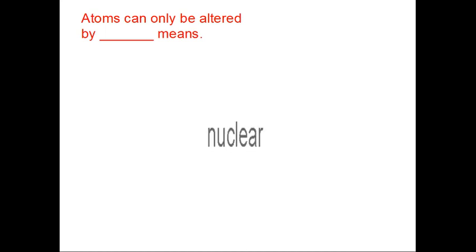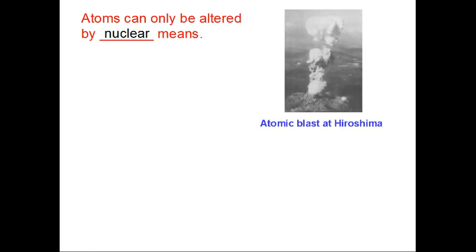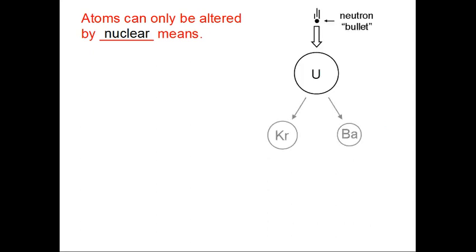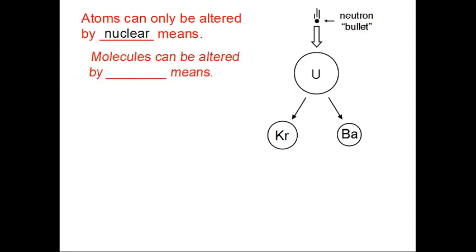Now in this class, we're not going to be altering any atoms, because atoms can only be altered by nuclear means. You don't want to change atoms. If you do, you get the atomic blast at Hiroshima. Boom. It's very complicated, and this is some nuclear chemistry that we're not going to worry about.